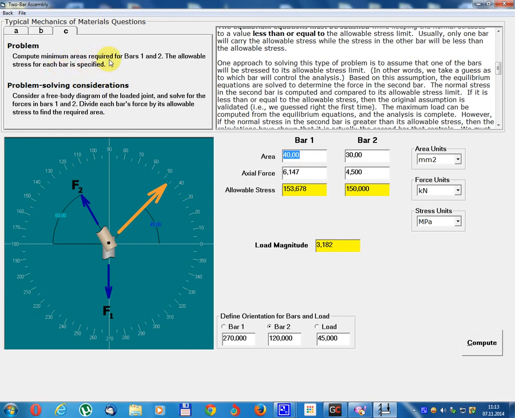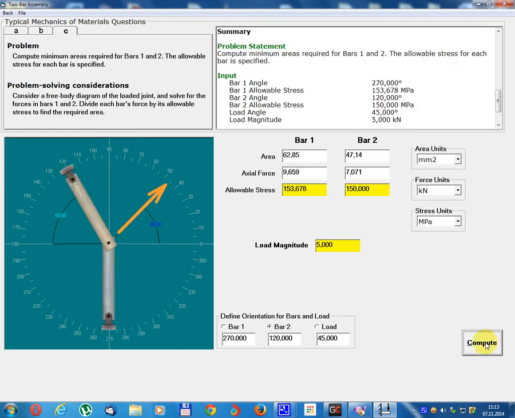Compute the minimum area required for bar 1 and bar 2. The allowable stress for each bar is specified. Load 5 kN on P.